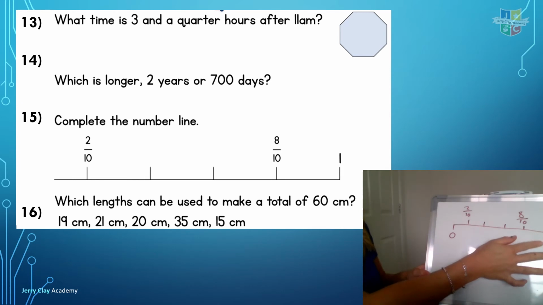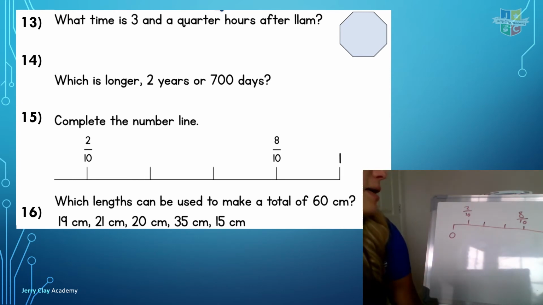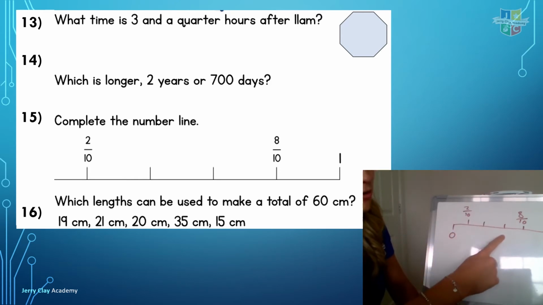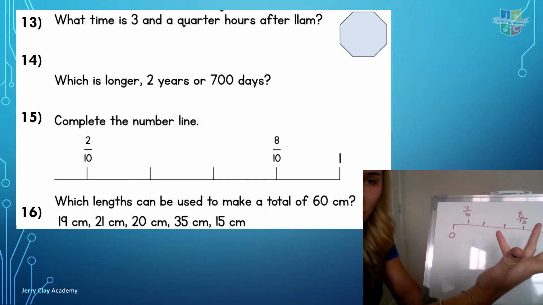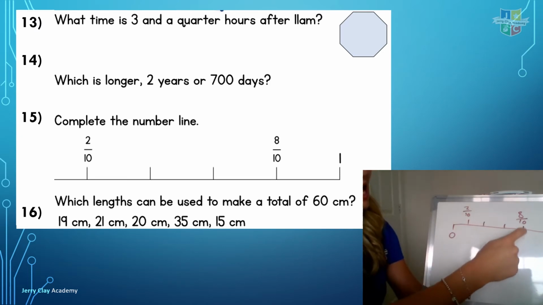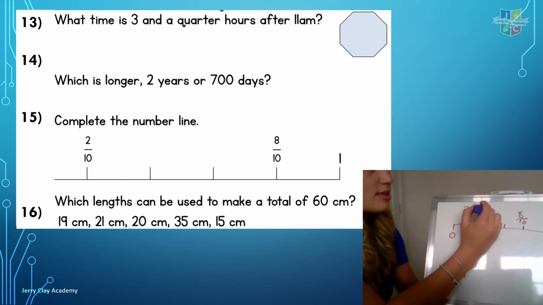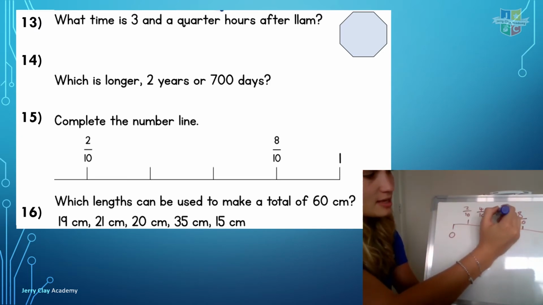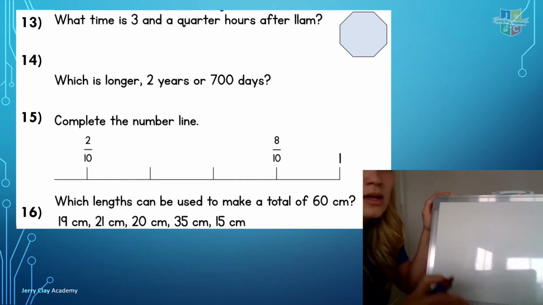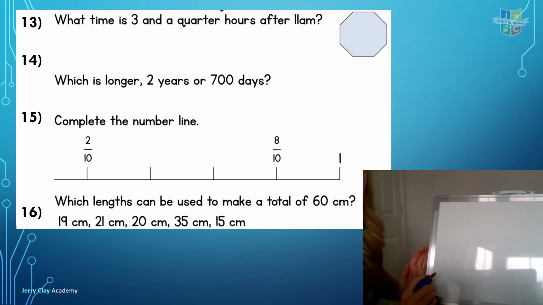Now, if we counted up first of all in 1/10, let's have a look. 0. Well, it starts at 2/10, so even if we went 3/10, 4/10, 5/10, it still wouldn't work. So let's see if we can go up in 2/10. So 0, 2/10, 4/10, 6/10, 8/10, 1. So we know that the answers would be 4/10 and 6/10 to fill in the gaps. And finally, which lengths are used to make a total of 60?